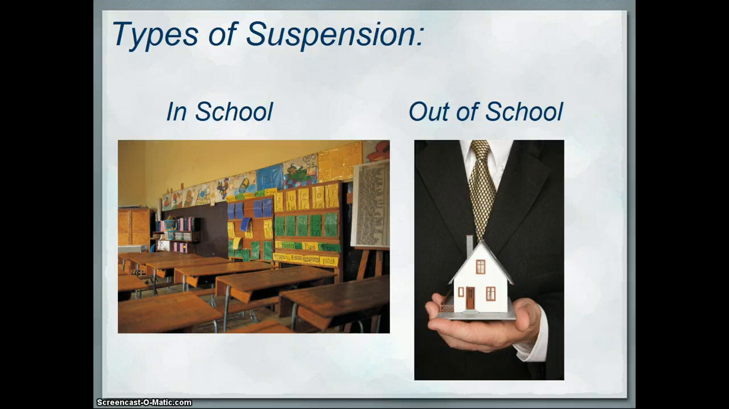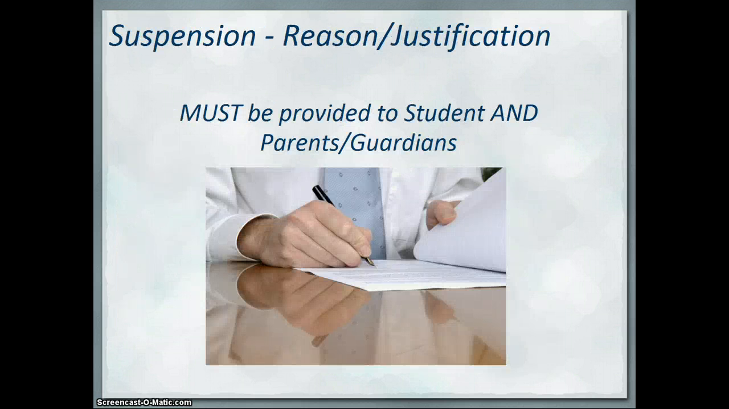Suspensions may be either in school or out of school. The reason for the suspension will typically determine which type is imposed. An in-school suspension would be one in which the child would be removed from their regular classes but remain on the school campus. An out-of-school suspension would involve the student being removed from the campus and serving their time at home.